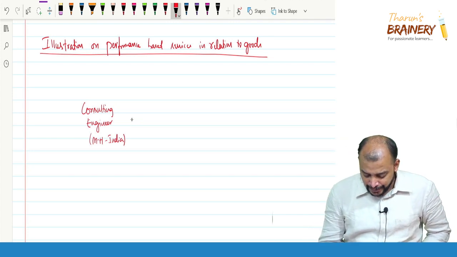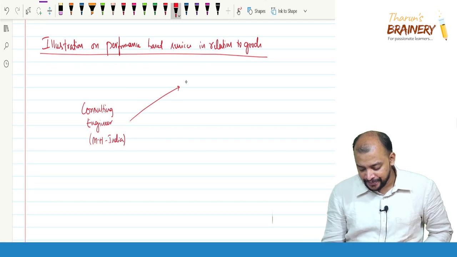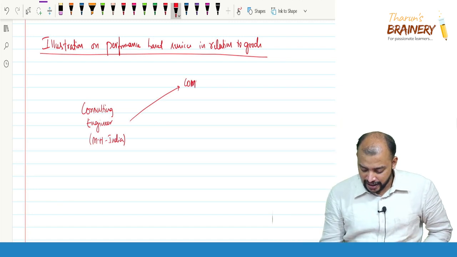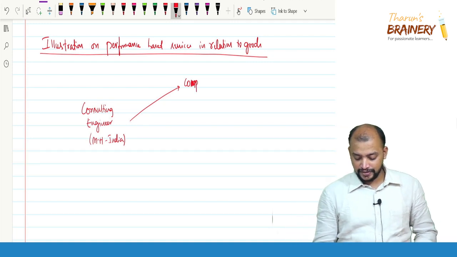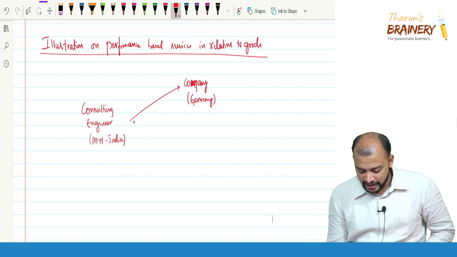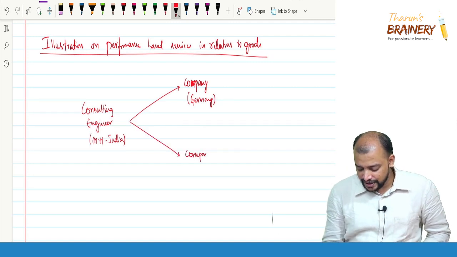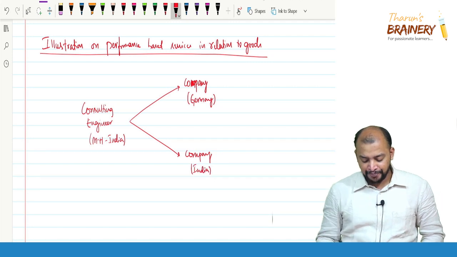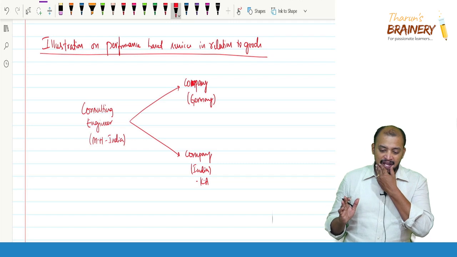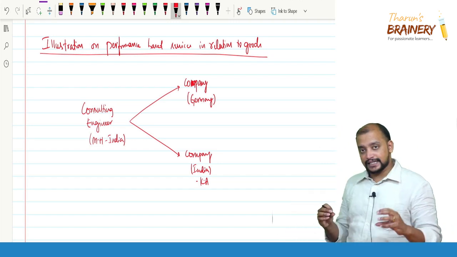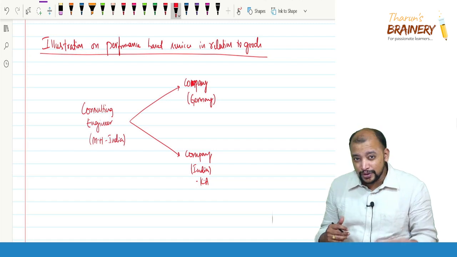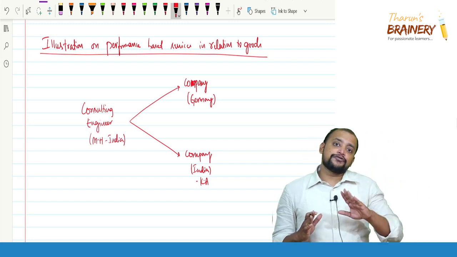He provides services to a foreign client, a company which is incorporated in Germany. And he provides some services to a company which is incorporated in India. Where is it incorporated? Say it is incorporated in India, Karnataka. Now, what will be taken as the place of supply in the second case? This is performance based service in relation to goods, and both are in India. So, therefore, section 12 will be applicable.